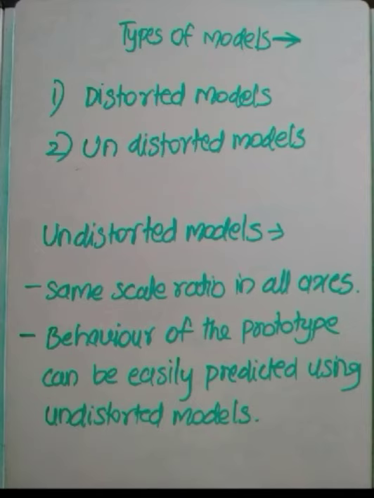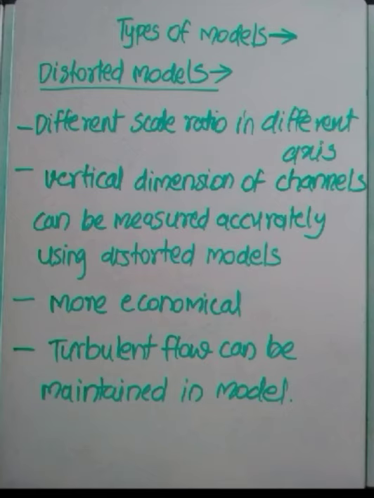Now we are moving on to the last concept in the 6th module. It is the types of models. Models can be classified into distorted models and undistorted models. In undistorted models, the ratios will be the same in both the horizontal axis and vertical axis. But in distorted models, the ratios in the horizontal axis are not equal to the ratios in the vertical axis. Now it's mainly used to reduce the cost. Here in university, they will ask theory questions to differentiate between the distorted models and undistorted models, or they will ask to write the advantages of the distorted models.